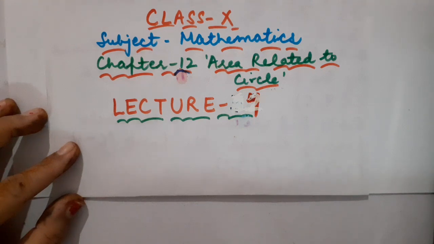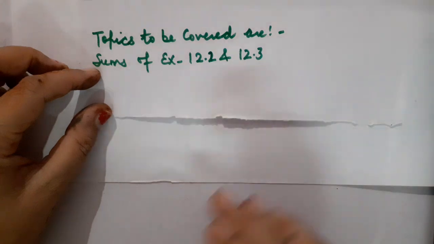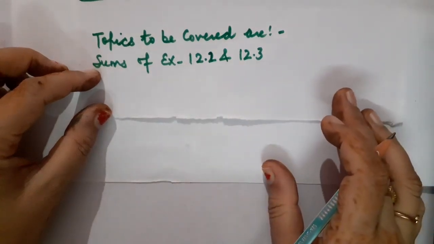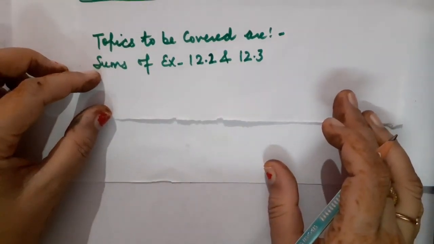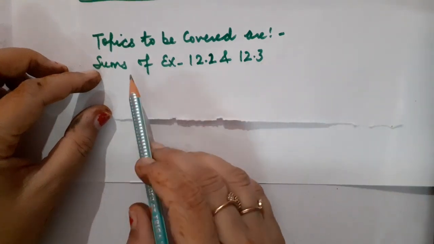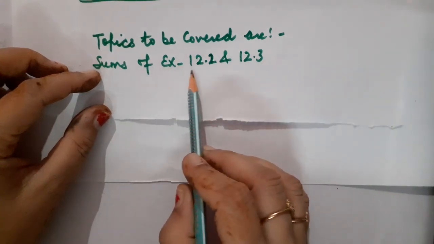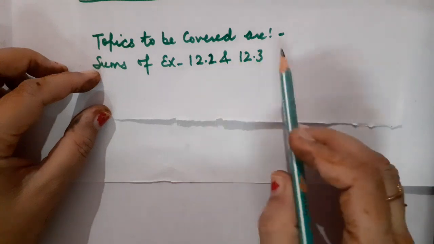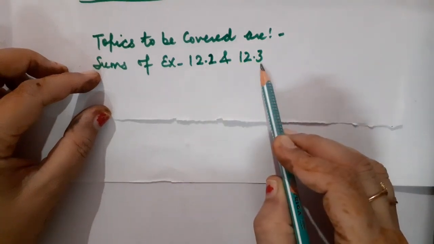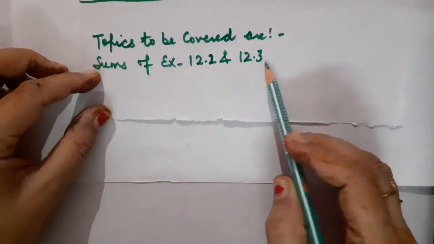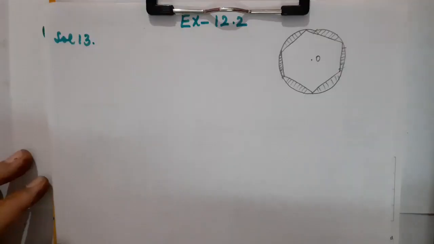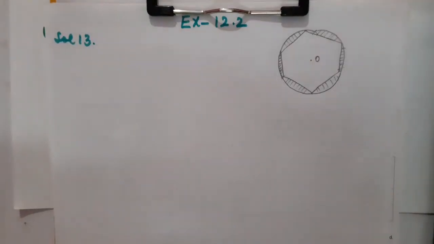So today I am going to continue with exercise 12.2 and I will be starting the sums from exercise 12.3 as well. So children, the topic which I am going to cover in today's lecture, that is lecture number 4, is that I will be continuing with the sums of exercise 12.2 and then I will be switching to the sums of exercise 12.3. Okay children, now I am going to begin with the lecture.